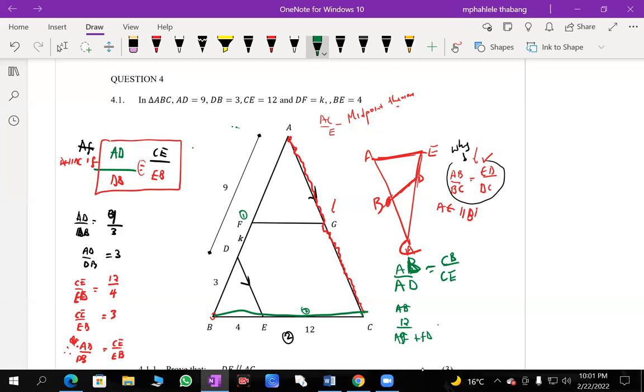Okay, you are coming with ideas. You are allowed to go further. AF plus FD is equal to CB over 16. CB over 16 over 12.